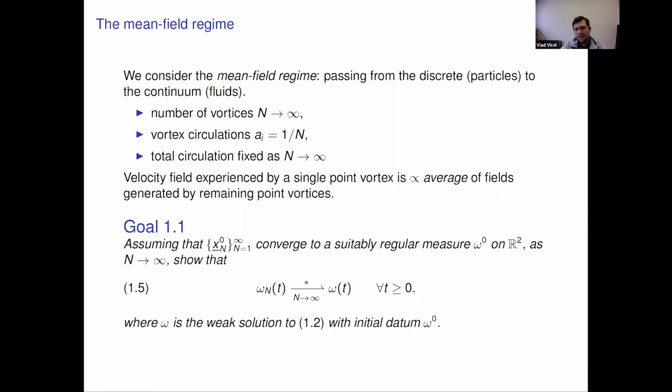Okay? Matt, can I ask? Sure. The vortex circulations, you're taking them all to have the same sign. Yes. Is there a reason why the circulations are not?